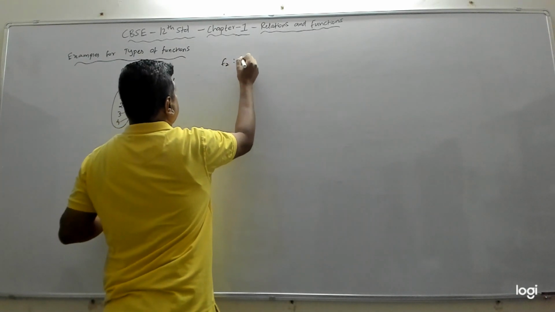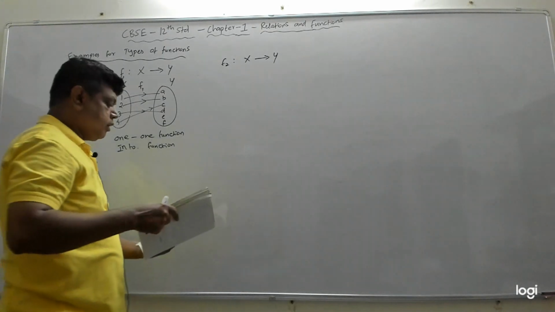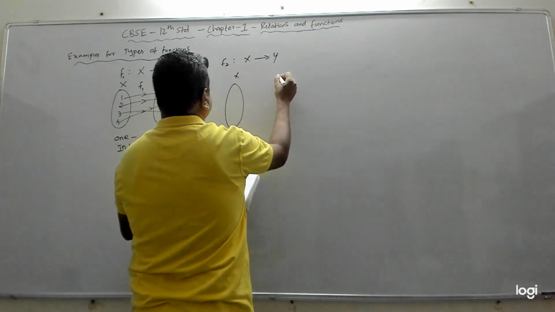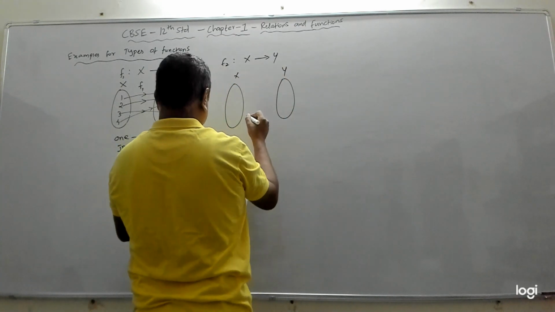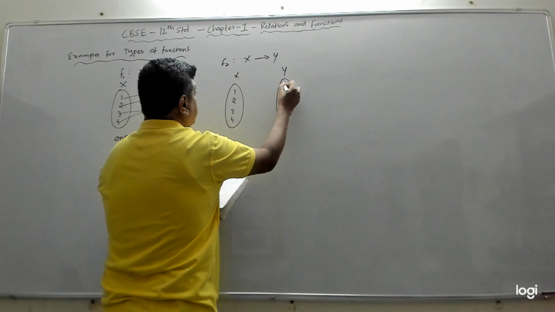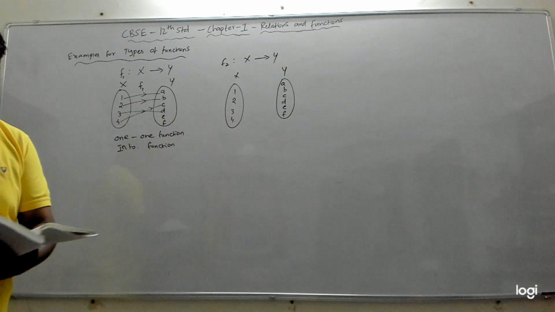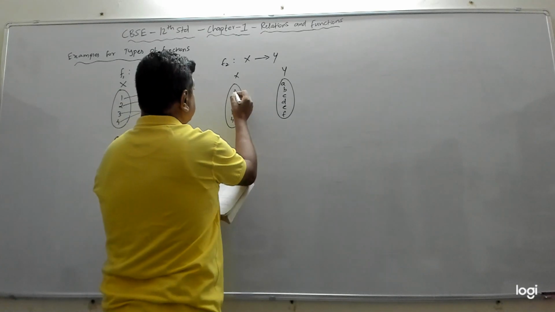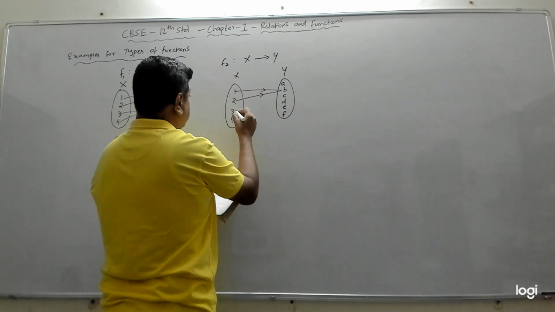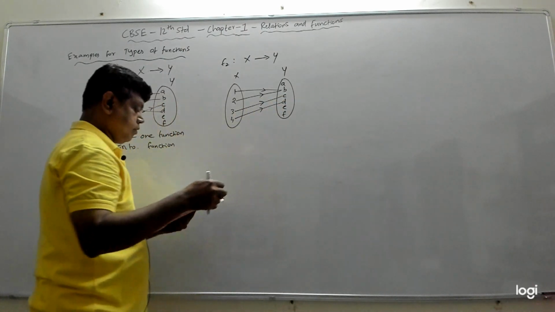F2 is again from set X to set Y. Now let's take X as a set, which is 1, 2, 3, 4, and capital Y as another set. Here we have A, B, C, D, E and F. Now the mapping is: 1 goes to B, 2 is also mapped to B, 3 goes to C, 4 goes to D.